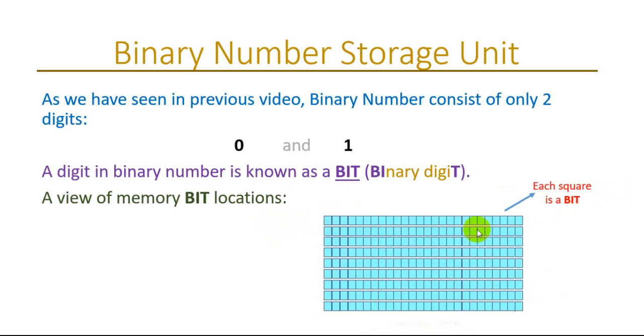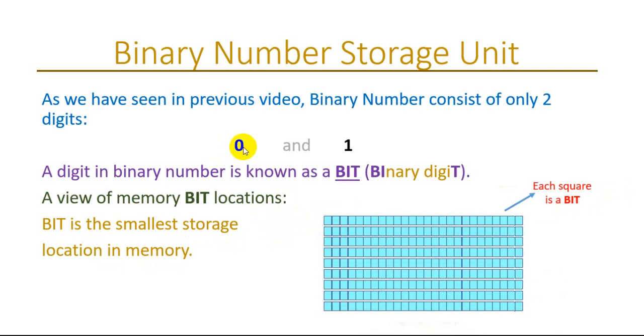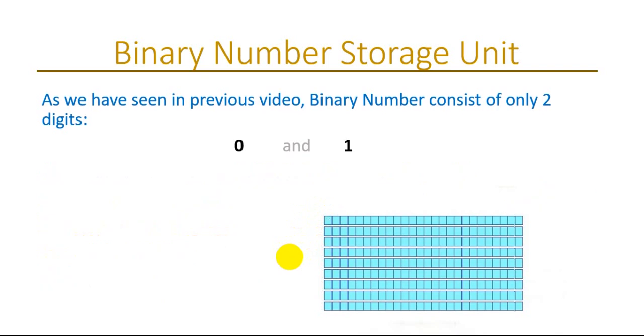So each square is a bit. That means it can have 0 or 1. A bit is the smallest storage location in memory. So that is the smallest. Anyway you save, it is 0 or 1. And then you keep on doing that for each and every location. 0 or 1 here, 0 or 1 here, 0 or 1 here. But the smallest location is 1 bit that you can store. Each bit can either be 0 or 1. It can have a 0 like that, or it can have a 1 like that. Those are the only 2 allowed values.